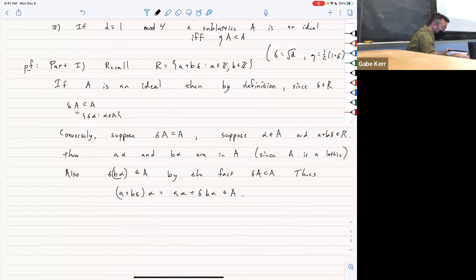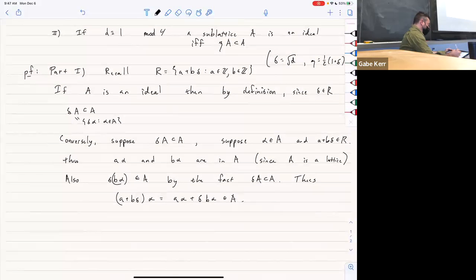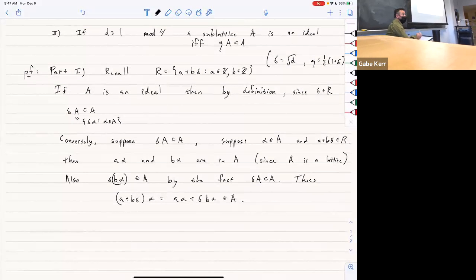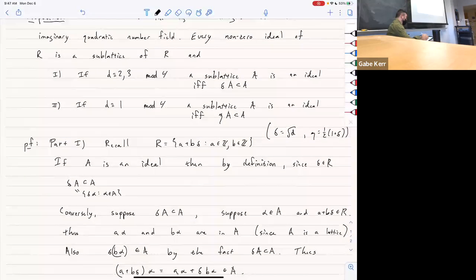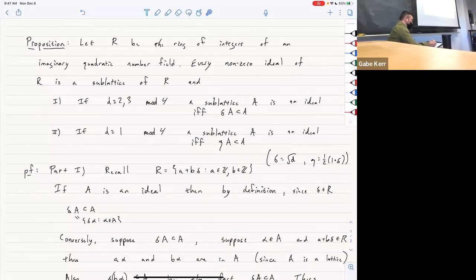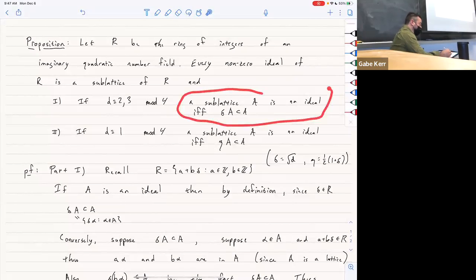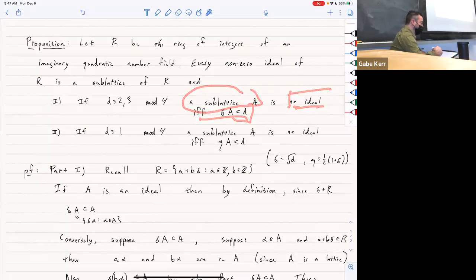Okay, guys, good warm up. How did we know that A was a lattice in our second part of this? Well, that was an assumption. What we're trying to prove is this statement: a sublattice is an ideal if and only if this is true. So really, the assumption is that we have a sublattice A, and we're saying it's an ideal if and only if this. So we didn't need to prove it.